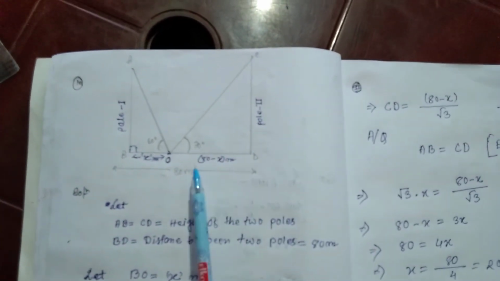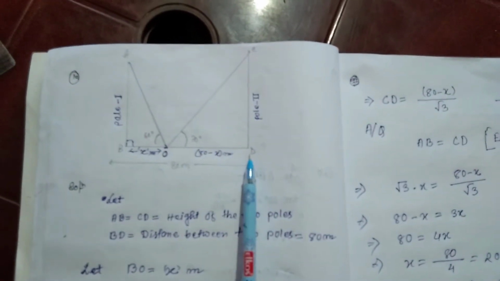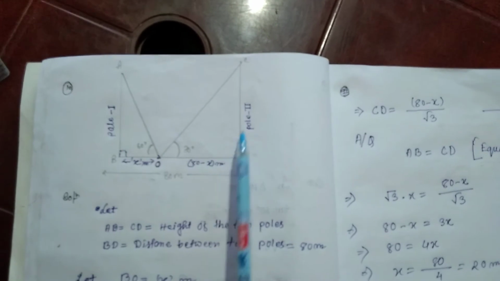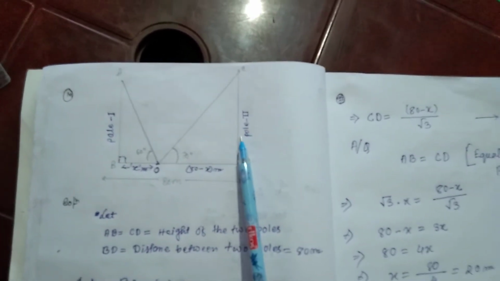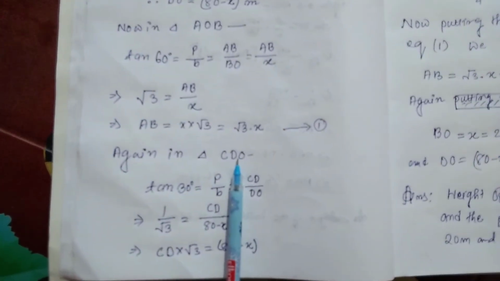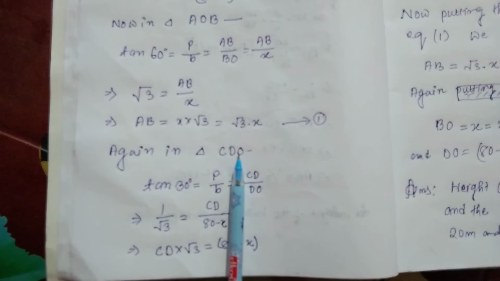In this case, what is the base? 80 minus DO is the base, and 80 minus x, that means 80 minus x is the base, and we have to find out the height of the pole. Now let us go to triangle CDO. In this triangle you see, the base angle is 30 degrees.